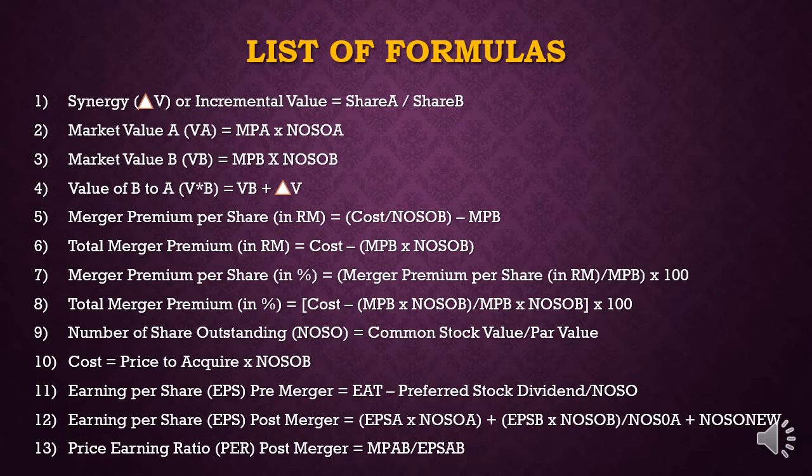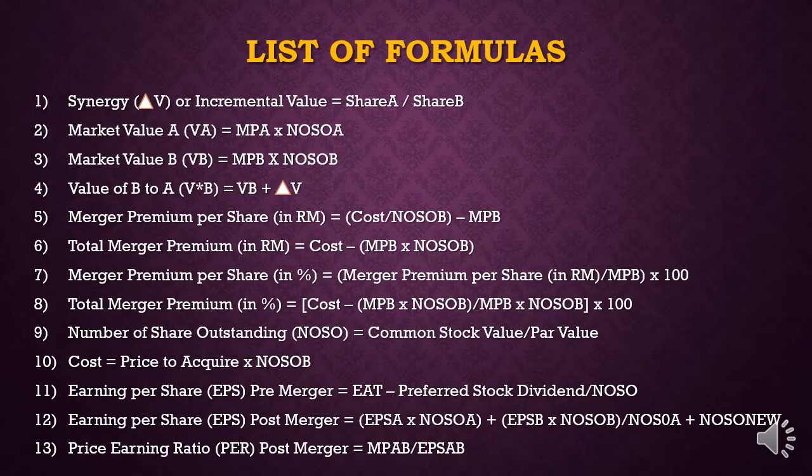And for the next formula regarding earnings per share, which is EPS for the post-merger, the formula is equal to EPS A times NOSO A plus EPS B times NOSO B, and will be divided by NOSO A plus NOSO new.